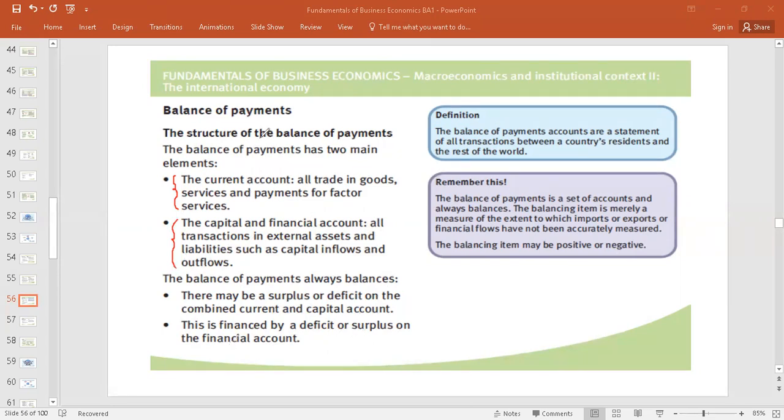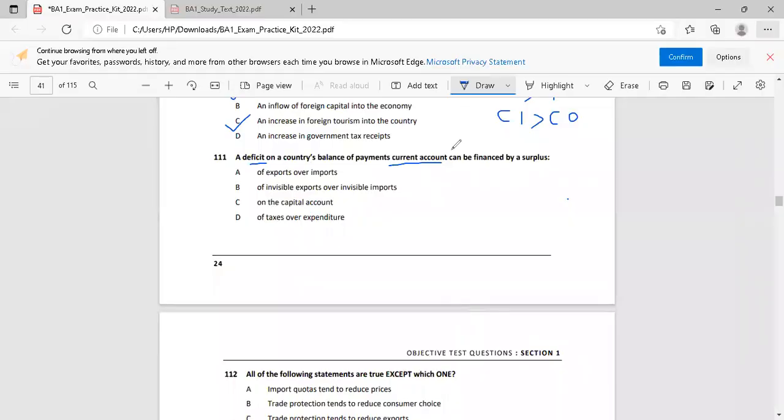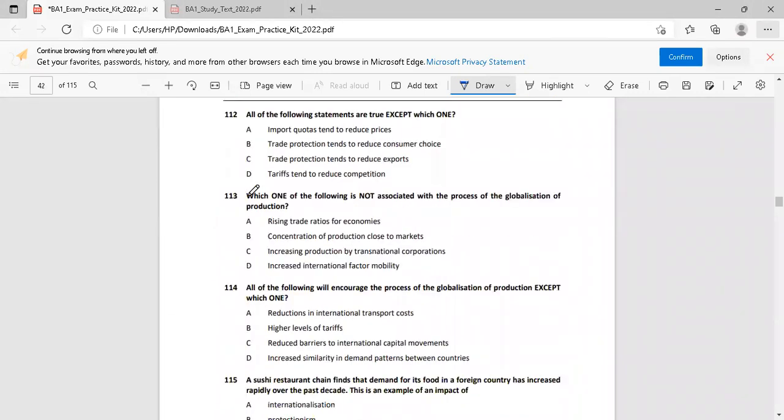Now in this case, we see that there is a deficit in the current account. This deficit can be settled by the capital account, or the financial account. So here we have only one option, that is the capital account. The current account deficit can be financed by a surplus from the capital account.